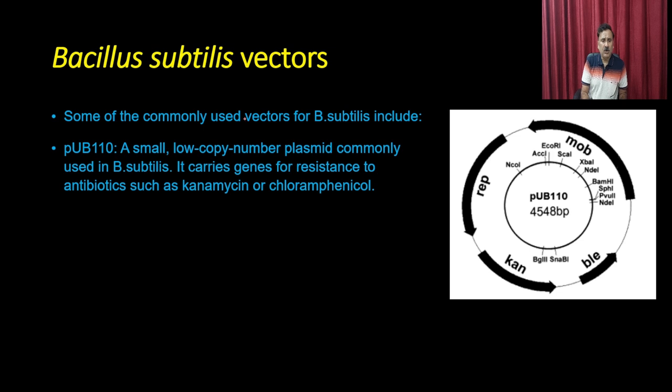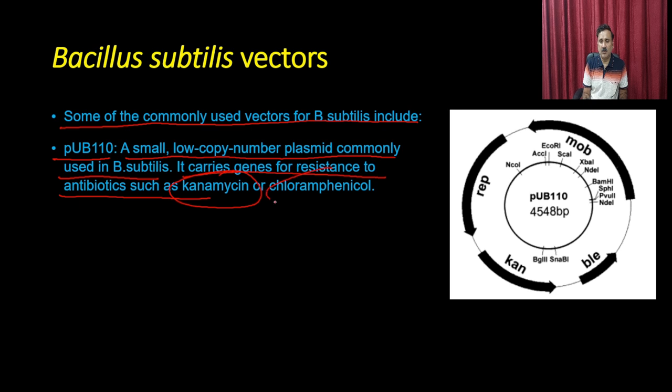Now, some of the commonly used vectors for Bacillus subtilis include pUB110, a small low copy number plasmid commonly used in Bacillus subtilis. It carries genes for resistance to antibiotics such as kanamycin or chloramphenicol. This is the vector map of pUB110. The size of this vector is 4584 base pairs. It has a kanamycin resistance gene, reporter genes, and also a multiple cloning site, where you have the flexibility of using NcoI or other kinds of restriction enzymes.